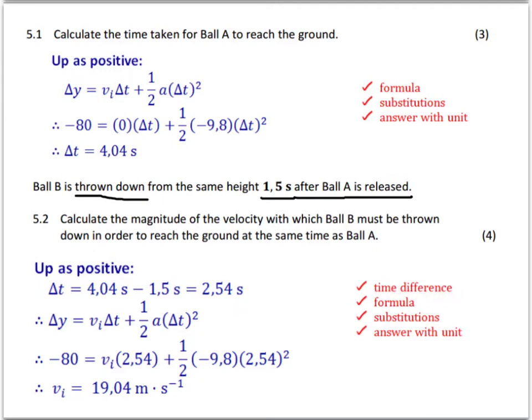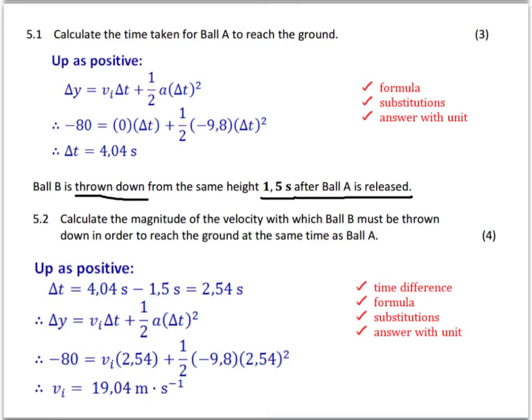The relevant equation of motion is this one over here, which tells you your displacement in terms of initial velocity, time interval, and acceleration. Substituting these values in, paying attention to the negative 9.8 and the negative 80, gives us a magnitude of 19.04 meters per second.